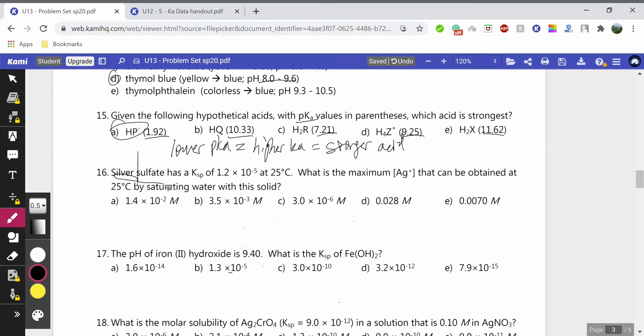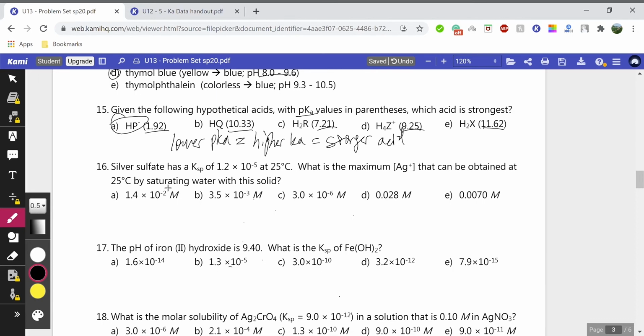Over here it says silver sulfate has a Ksp of 1.2 times 10 to the negative fifth at 25 degrees. What is the maximum concentration of Ag plus that can be obtained? Okay, so we're looking for the concentration of Ag plus by saturating water. Alright, so first let's write the salt. Ag2SO4 dissociates into 2Ag plus and SO4 2 minus. Let's form an ICE chart. This won't be included because it's a solid. Over here we have 0 and 0. We add 2s because of 2Ag, and we add s, so 2s and s.